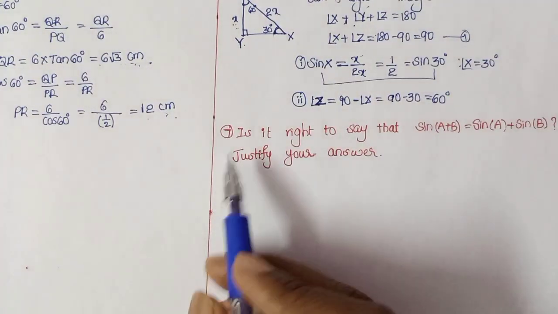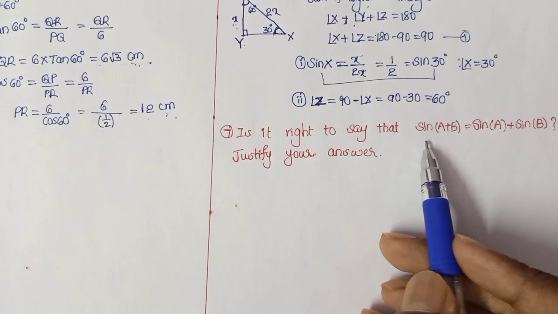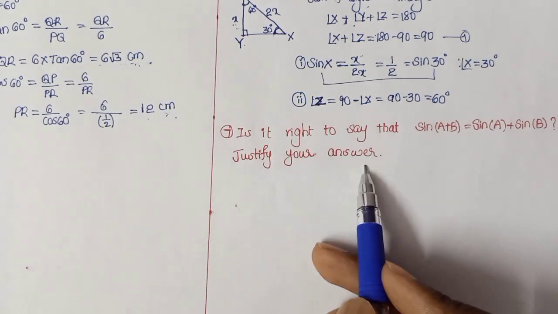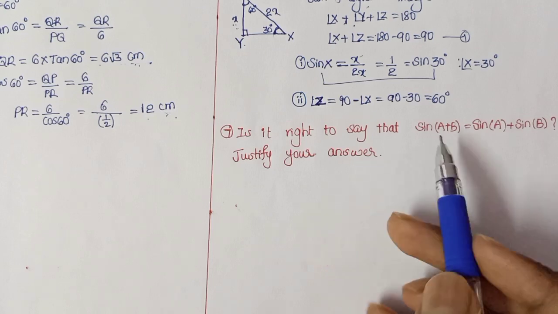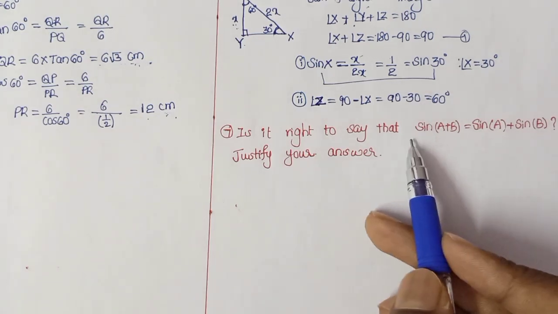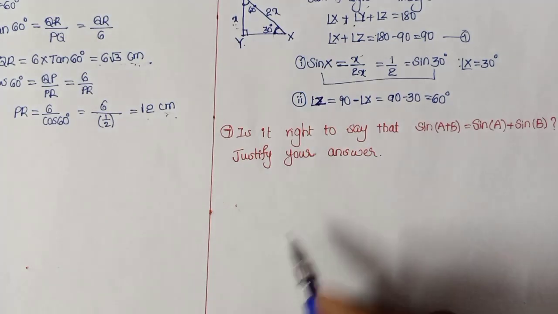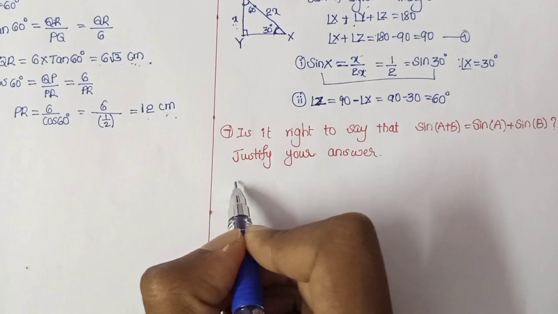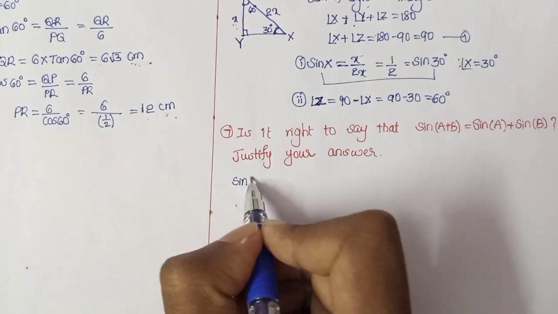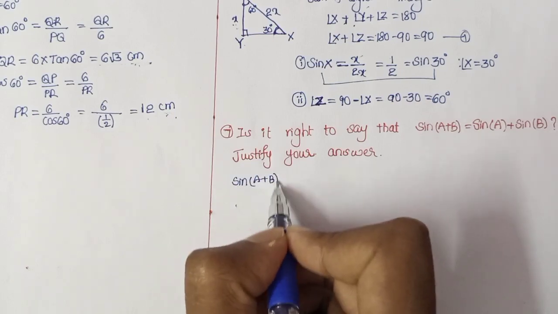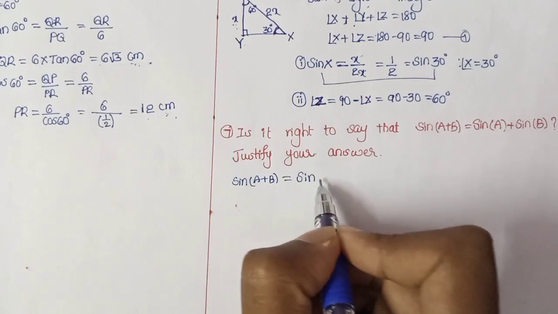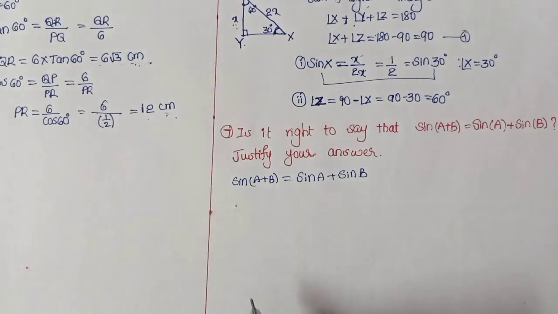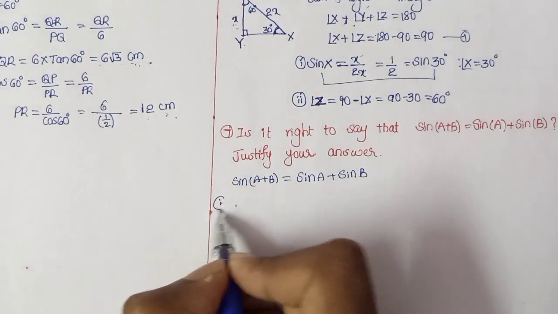The next problem is: is it right to say that sin(A + B) is equal to sin A plus sin B? Justify your answer. We need to say whether this relationship is correct or not. First we'll write sin(A + B) is equal to sin A plus sin B. This relation we need to check. How to check? Let us consider case 1.